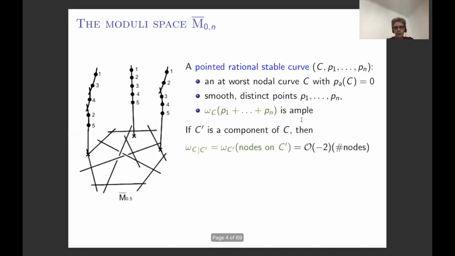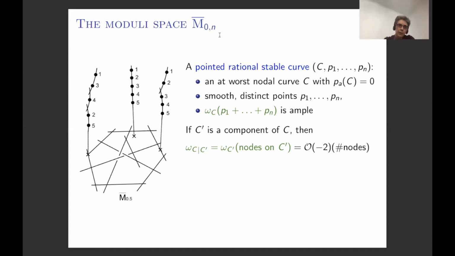And to recall, if you have the dualizing sheaf of a nodal curve, if you restrict to a component of the curve, you obtain the canonical line bundle of this component, twisted by the nodes which lie on this component. So if the component is a P1, then you get O(-2) twisted by the nodes. So the condition is a combinatorial one. We need to have at least 3 special points on every P1, where special means either a marking or a node.